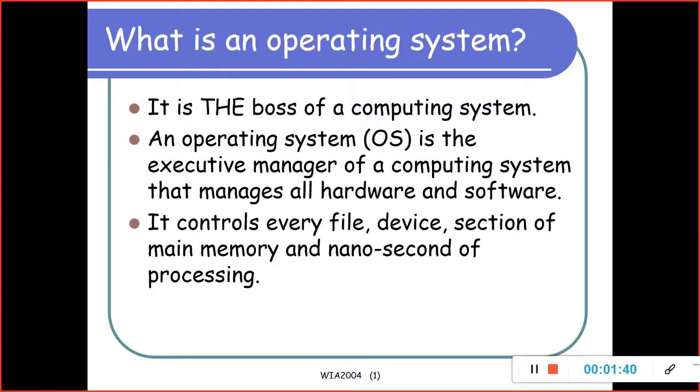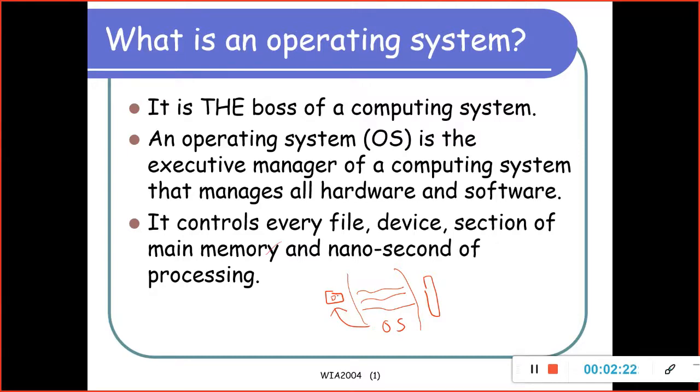So what is an operating system? Basically, it is the boss of a computing system. An operating system is the executive manager of a computing system that manages all the hardware and software. You can imagine this like a light switch. You have a switch here, and then you have lights, and between all this you have all the wiring inside the building. This is the part that the OS controls, and of course the interface as well.